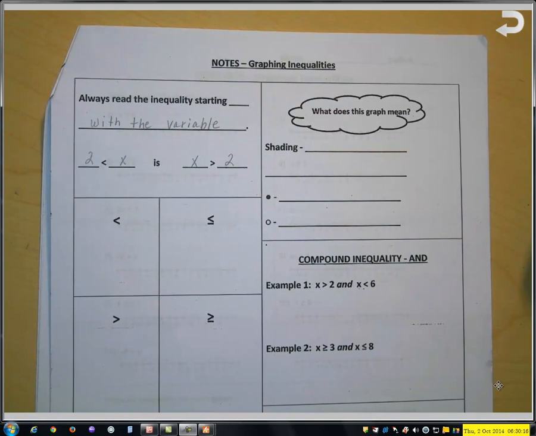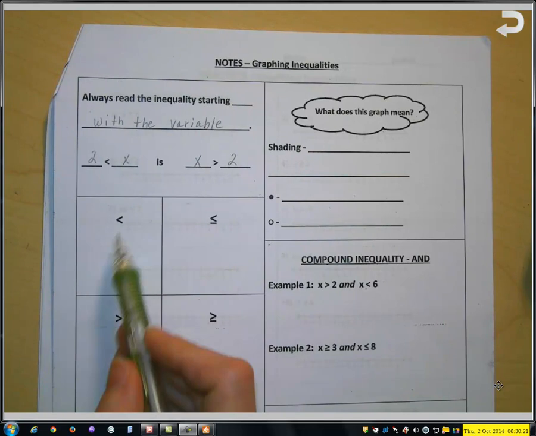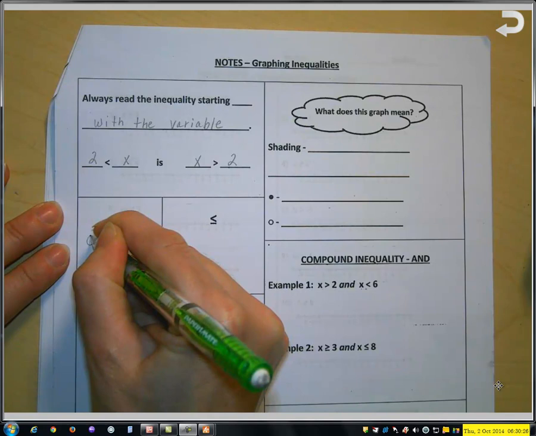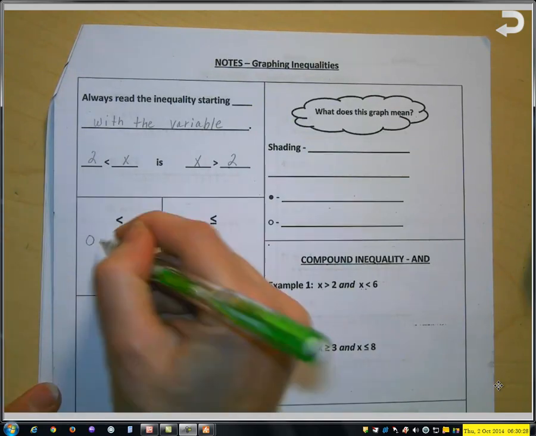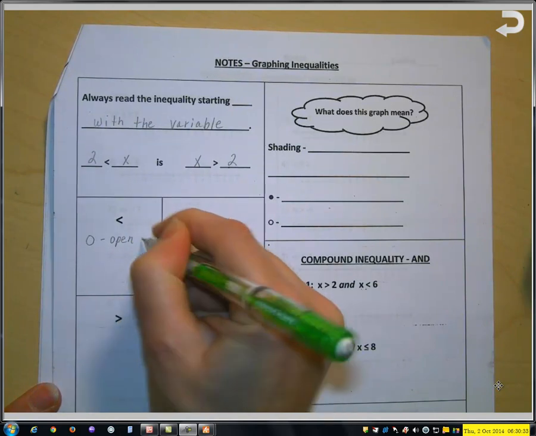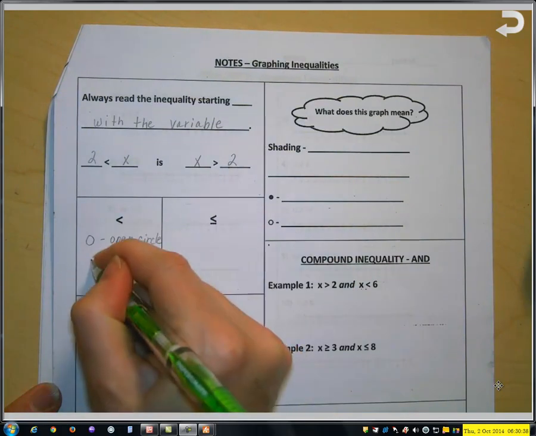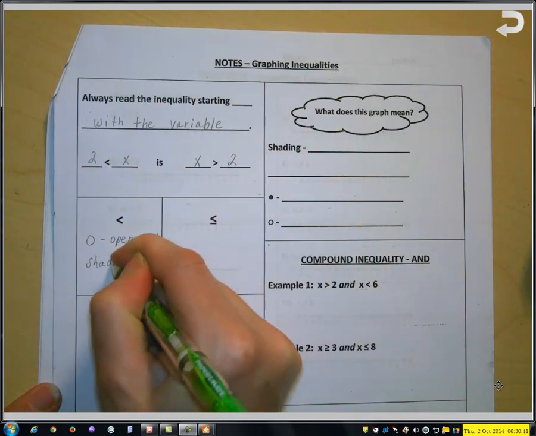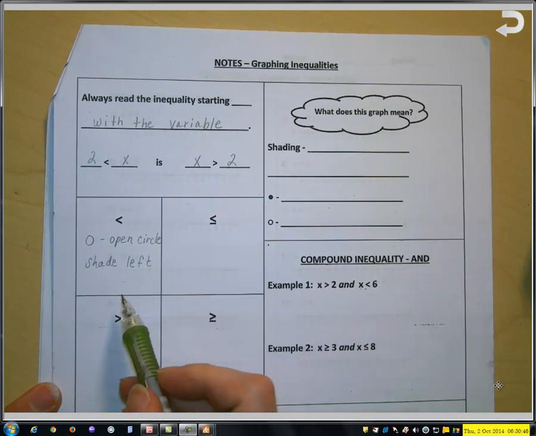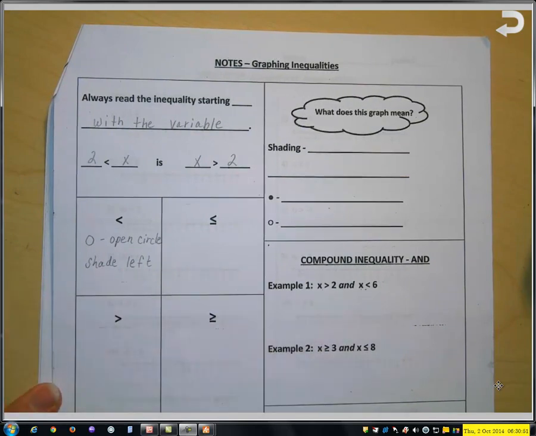Okay, let's talk about some of the symbols that we're going to be using on our graph. When we see a less than sign, we're going to use an open circle, and we'll talk in a minute about what that means. And we're going to shade to the left, because the smaller values on the number line are always to the left of 0.